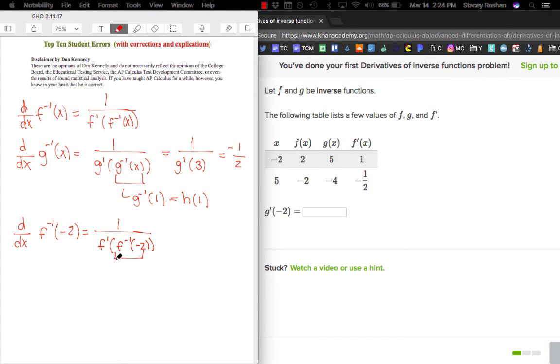And f inverse of negative 2 is the same thing as g of negative 2, because again, f and g are inverses. So g of negative 2 is going to be 5, 1 over f prime of 5, and f prime of 5 is negative 1/2, and 1 over negative 1/2 is just negative 2.